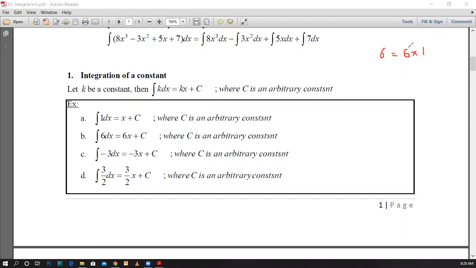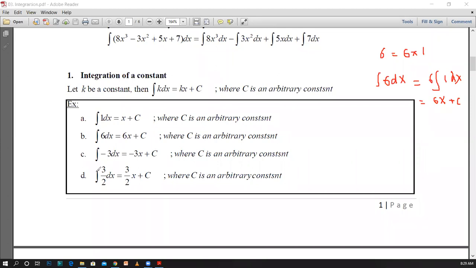Then, if you need to consider this integral, you can take the 6 out of the integral notation, and then again you are getting the integral of 1 with respect to x. Therefore, you will again get this as simply 6x, and at the end you have to add the arbitrary constant c. Then the next one is the integral of minus 3 with respect to x. Here you can take minus 3 out of the integral, then the remaining would be 1 dx. The integral of 1 is equal to x, and at the end you are adding the arbitrary constant c.